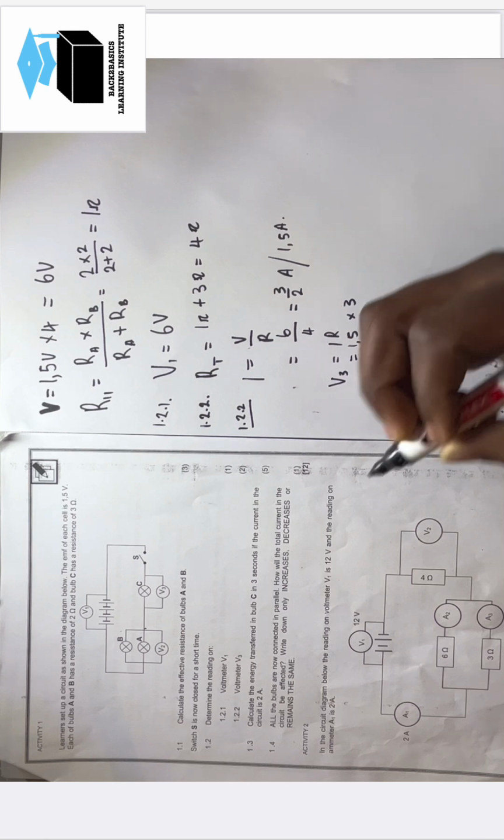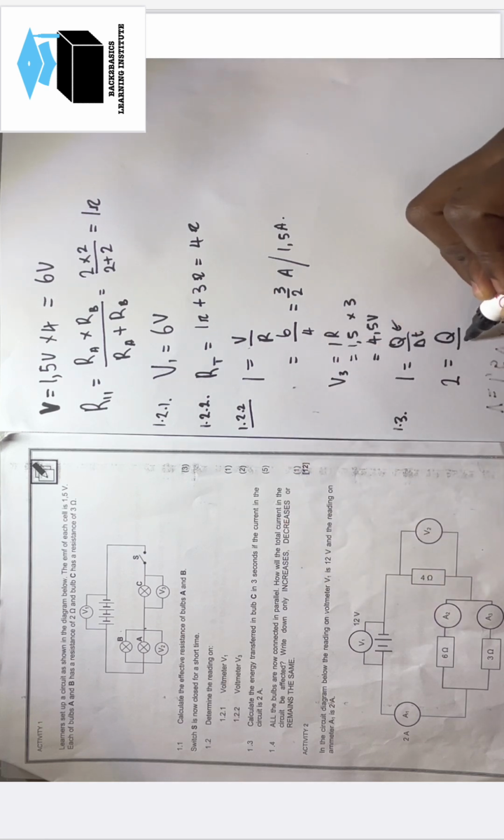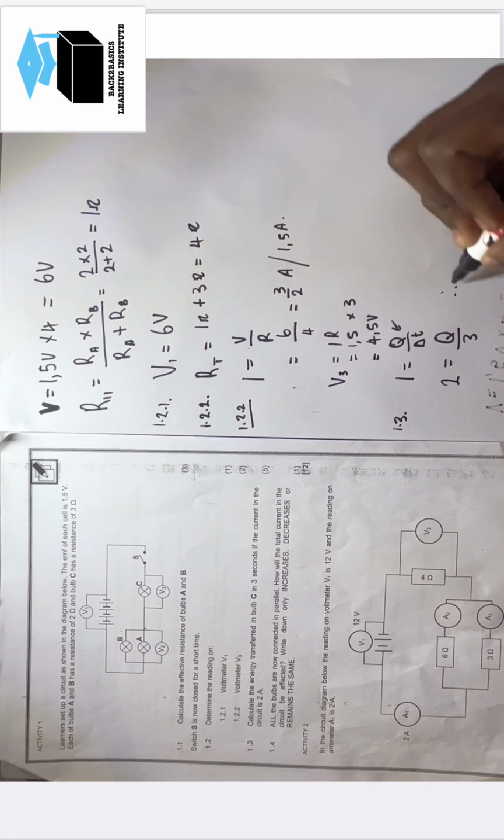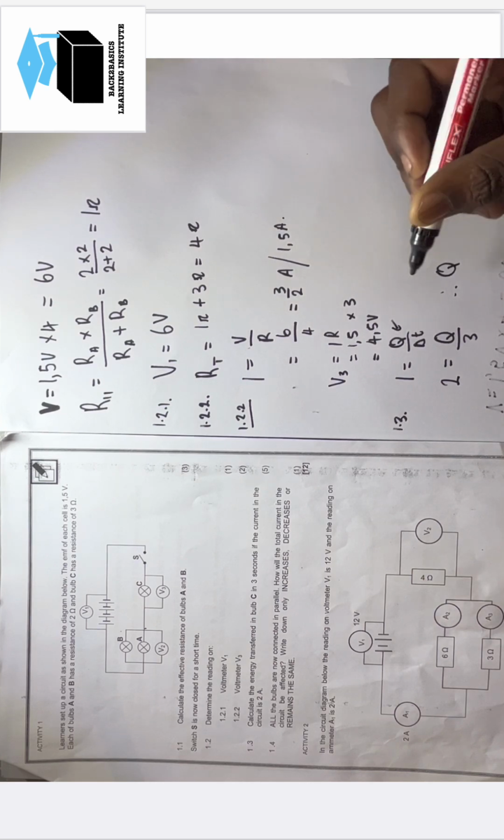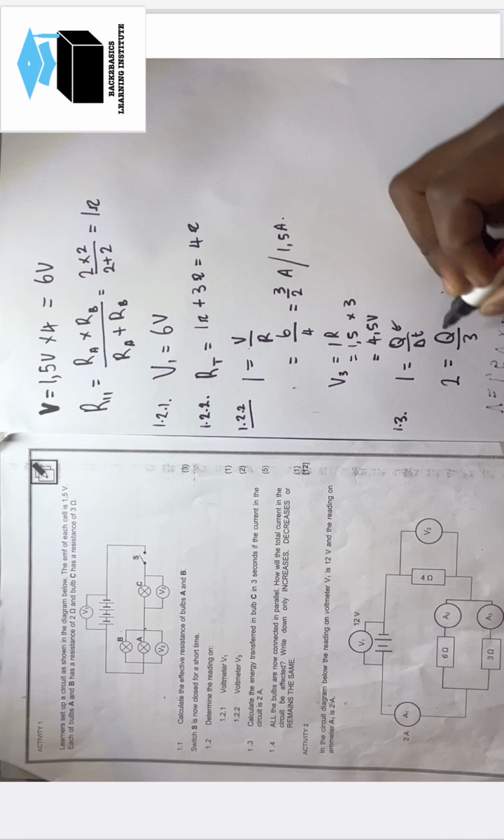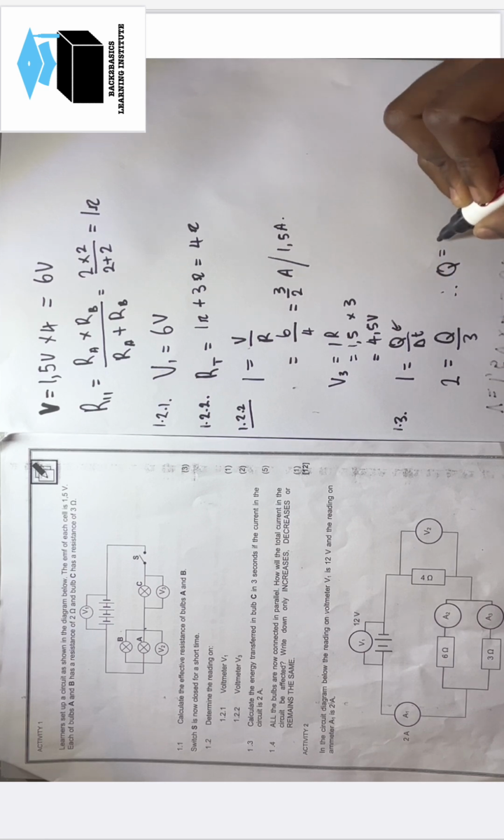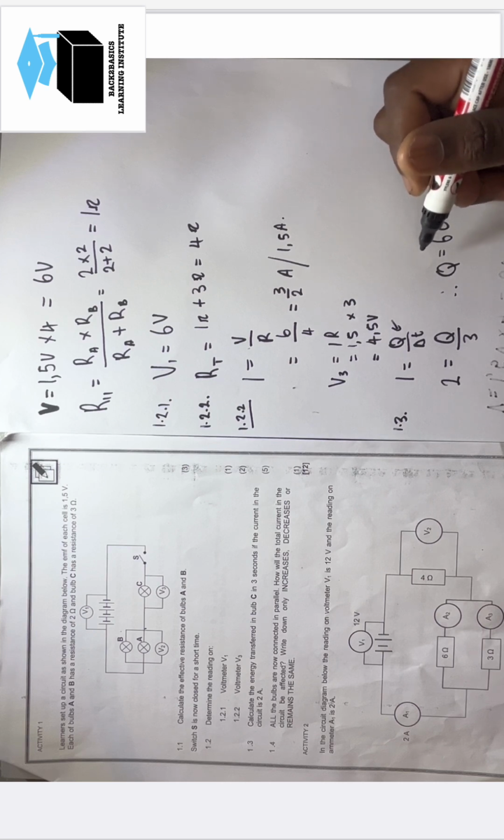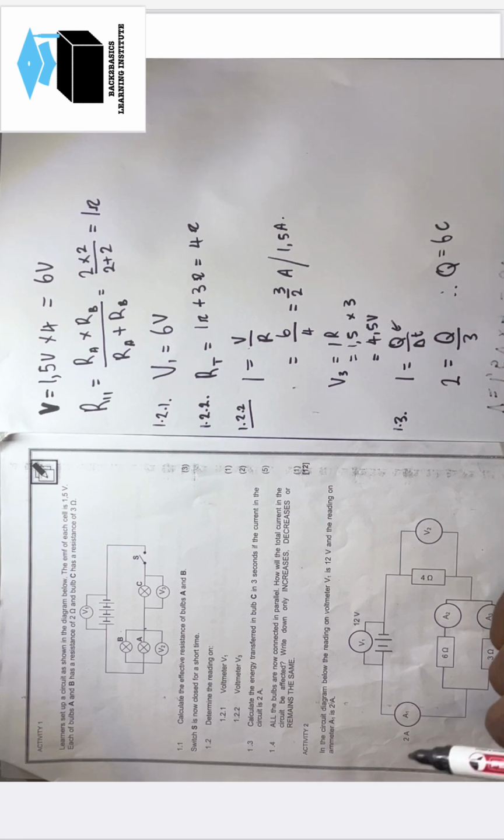And what is the time? They said in 3 seconds, right? So this is going to be 3 seconds. So therefore, your value of Q, or your charge, is going to be equal to 2 multiplied by 3, which is 6 coulombs. Now that is what you are going to calculate.